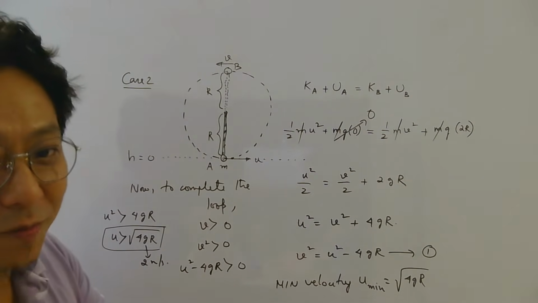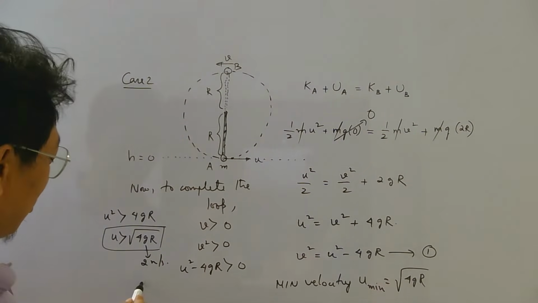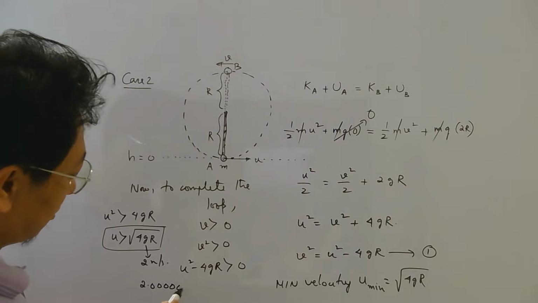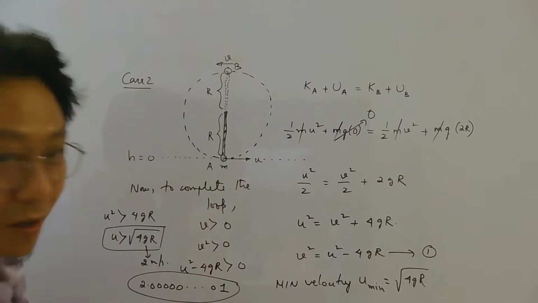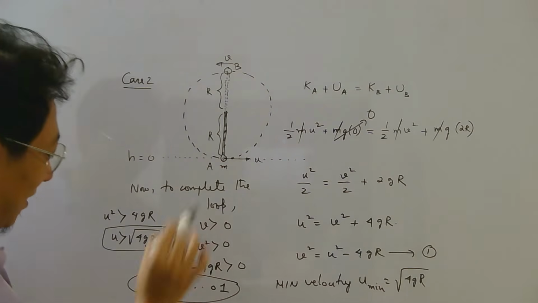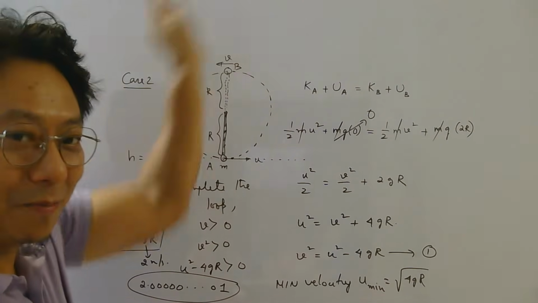That means you must give velocity more than 2. Now, more than 2 is what? 2.000000, up to Mysore 0 you can write and then put 1. So this is also more than 2. So if I give velocity here this much, then it will complete the loop.